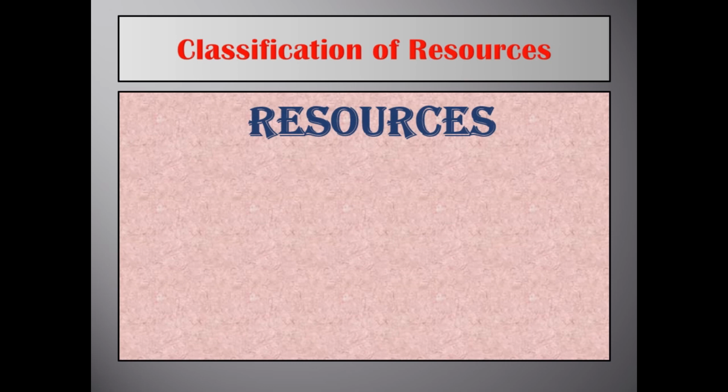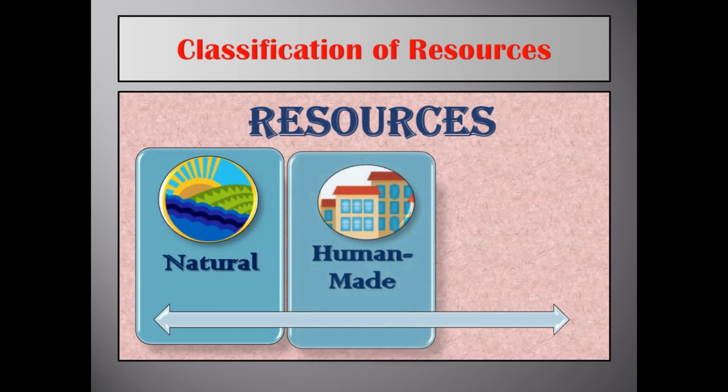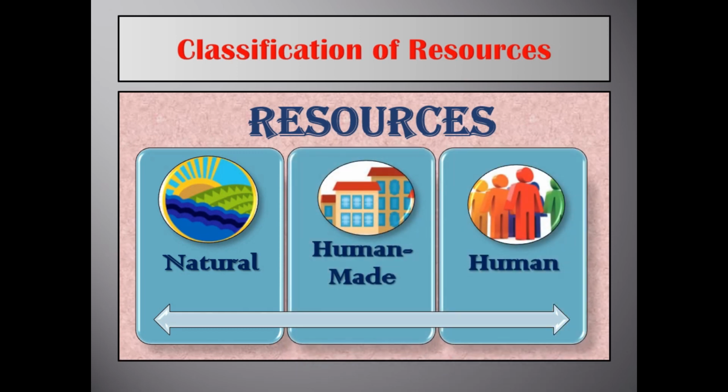So our next topic is classification of resources. Resources that are present in our surrounding are mainly categorized into three main categories: natural resources, human-made resources and human resources. These all three are very important. Let's know about each of them in detail in the next slide.